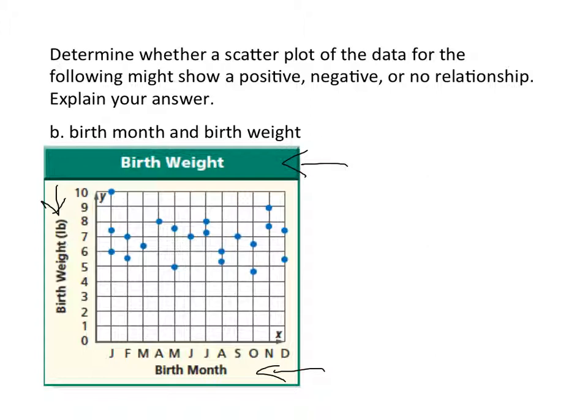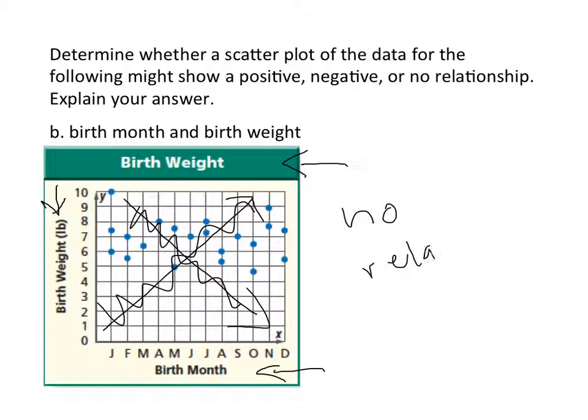Is there a relationship? Is there a positive? Could you draw a line and does it follow the blue dots? No, it doesn't. How about this way? No, it doesn't generally follow the blue dots. So if it's neither negative nor positive, it's a no relationship.